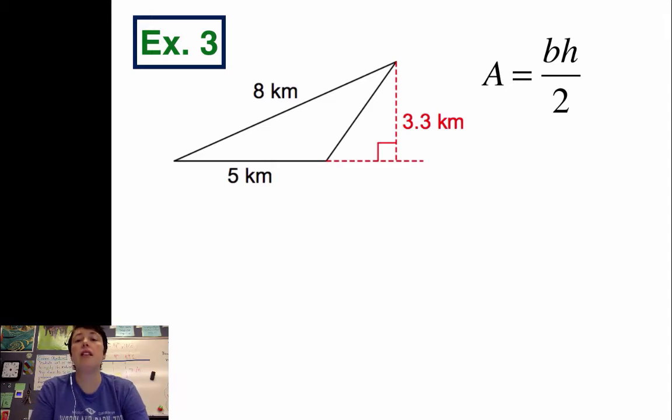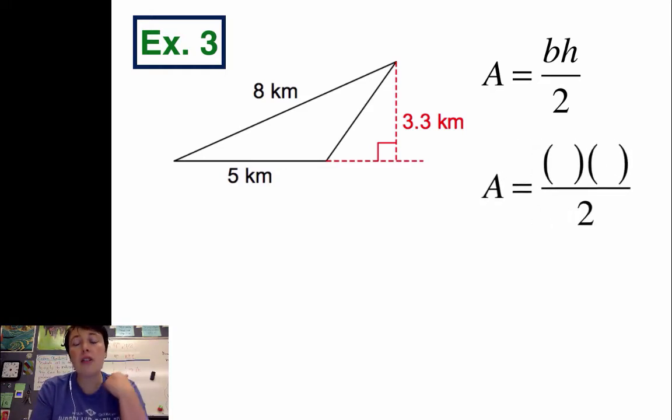And we're going to write down our formula. Area equals base times height divided by 2. Base times height divided by 2. We're going to get that stuck in our heads. Base times height divided by 2. This time, we have to go searching for that base and height. So I'm going to make 2 parentheses, 2 blanks where the base and height go.